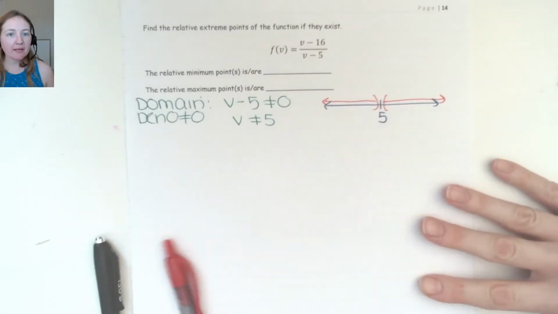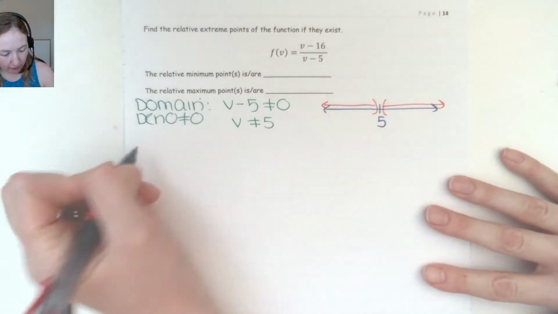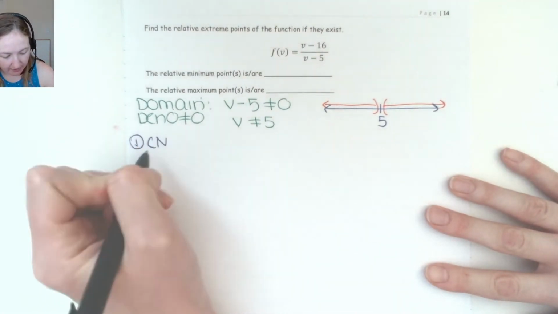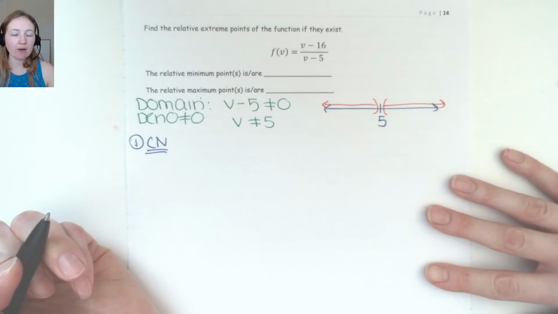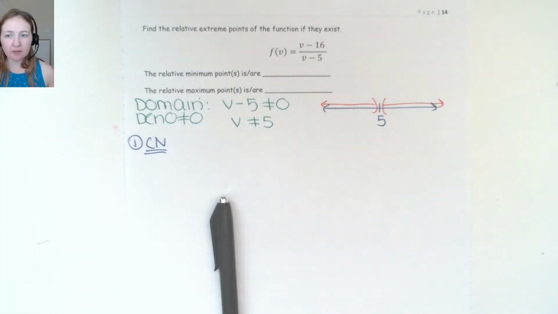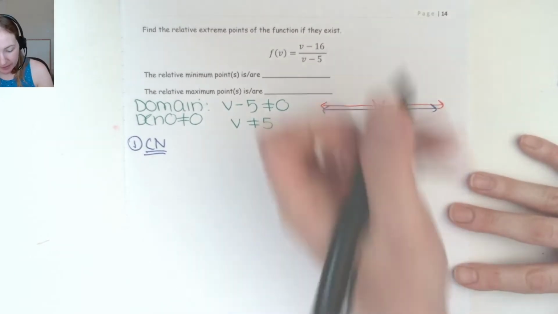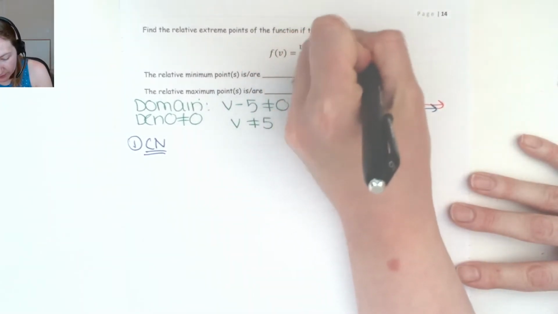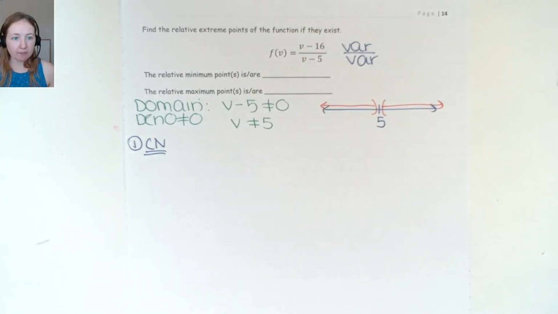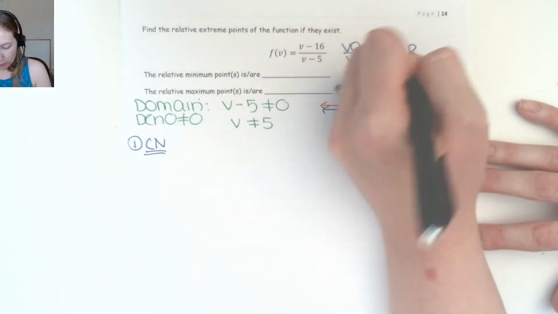Sorry. Okay. Now, what we're going to do first is find our critical numbers. To find our critical numbers, we need to take our derivative. Now, how do we take the derivative of this fraction? Unfortunately, or fortunately, depending on how you see it, we have a variable divided by a variable. There's no way around that, so that means we need to use the quotient rule.